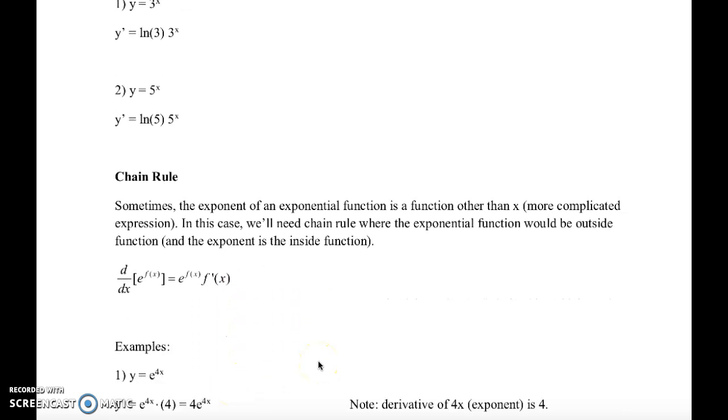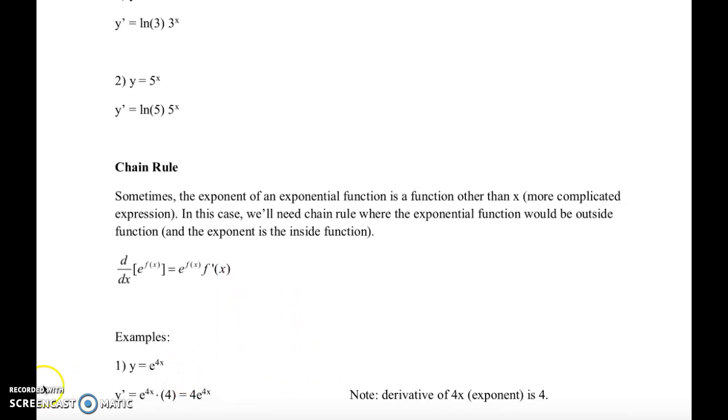Right? An example of this, if we have e to the 4x, then our derivative is going to still be the e to the 4x. And then we're going to take the derivative of 4x, so we're going to multiply that by 4. And so our result of this is 4e to the 4x.